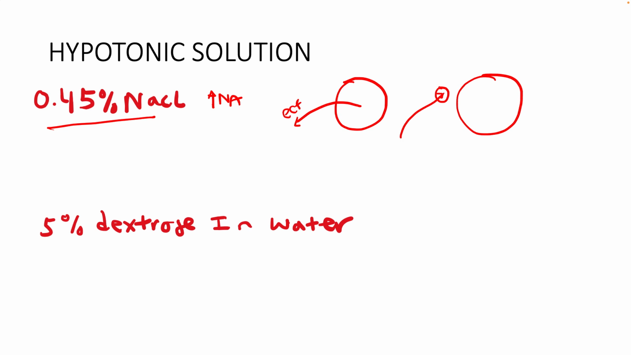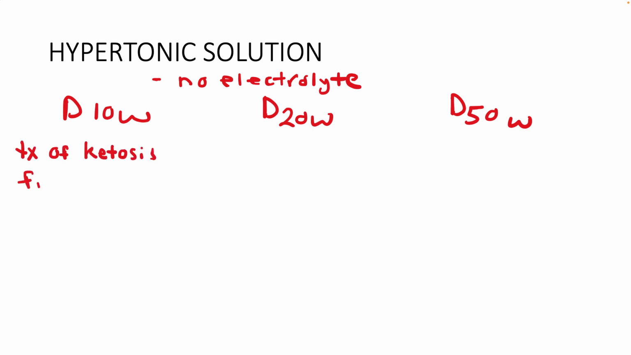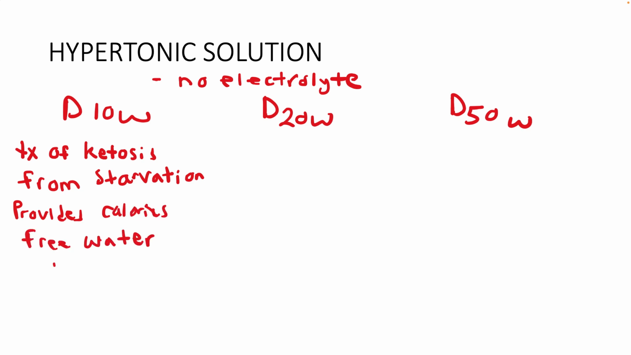So now let's talk about the hypertonic solution. Again, we have D10W, D20W, and D50W. Now these contain no electrolytes, they're basically free water, and the main purpose of each of these IV solutions is for calorie supplementation. Treatment of ketosis from starvation, provides calories, it's free water, no electrolytes.